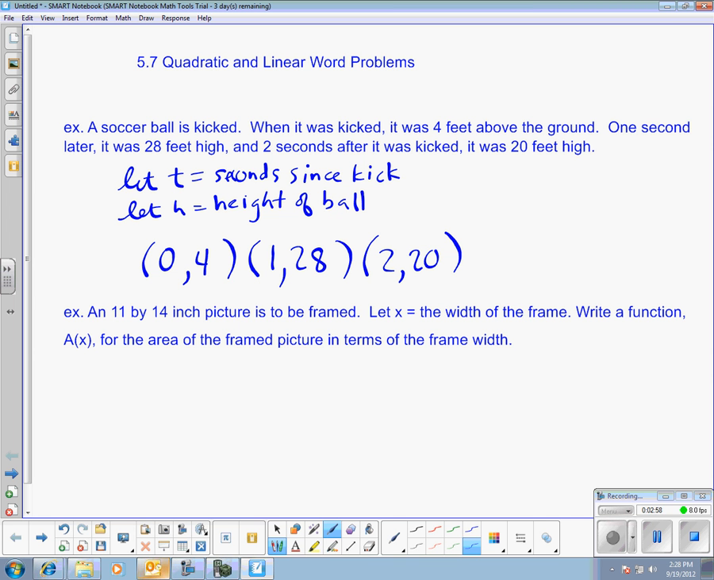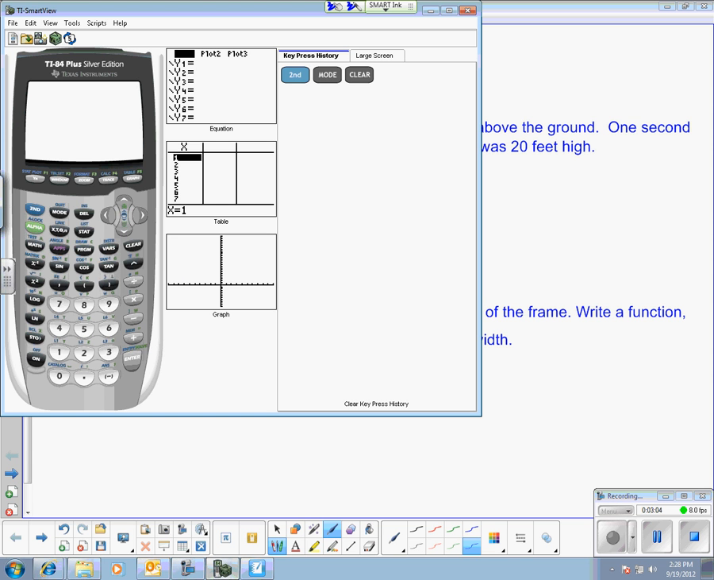But in the last section, we learned how to take three data points like this and make them into the equation of a parabola. So back to the calculator. The easy way to do this is in stat. Please work, calculator. There it is, stat.